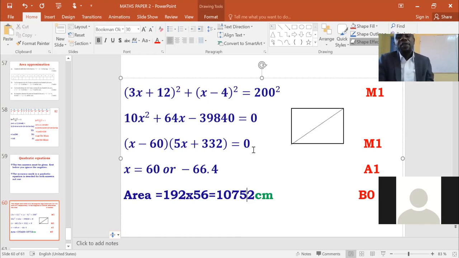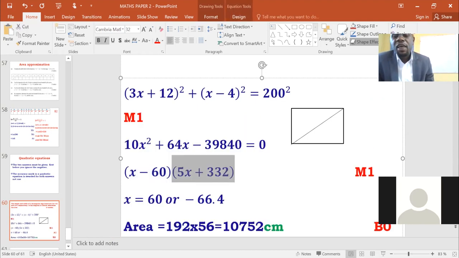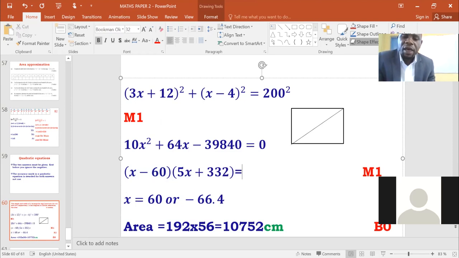Now, this particular step where we have (x minus 60)(5x plus 32). If I forget about the 0, the M will be 0, because at that particular point I'm not proven to be solving a quadratic equation. That is now a quadratic expression. Until I see the 0, that is the proof that you have factorized that equation completely. So if there was no 0 there, this M becomes 0.